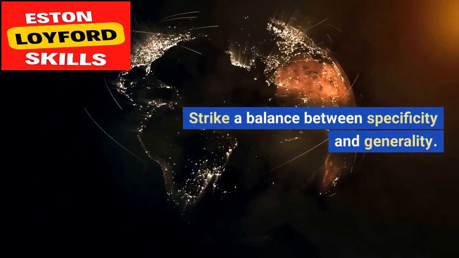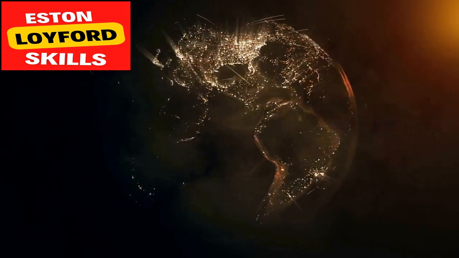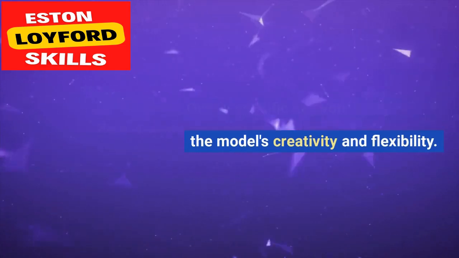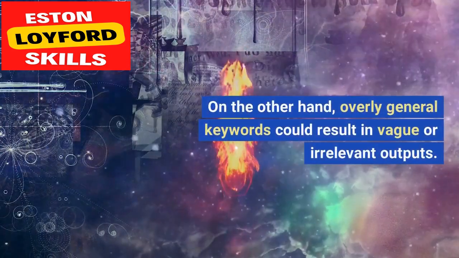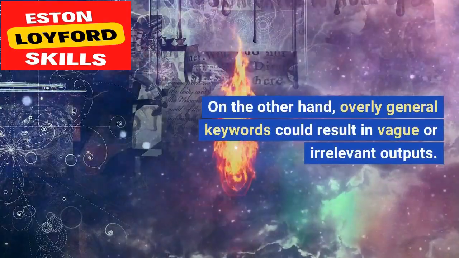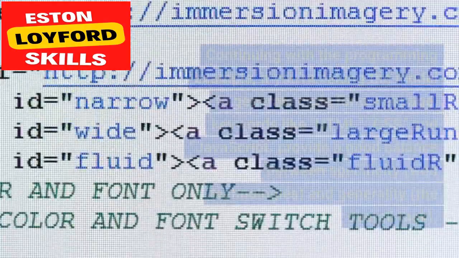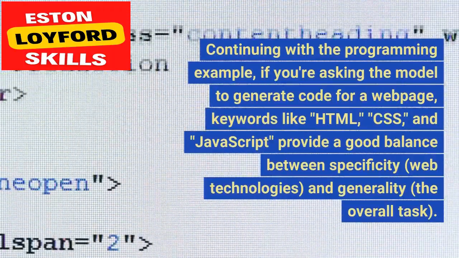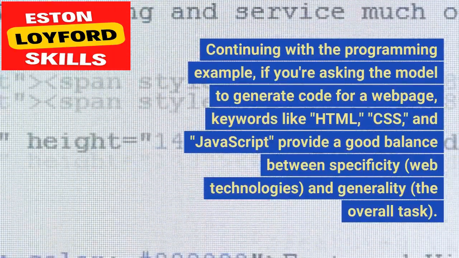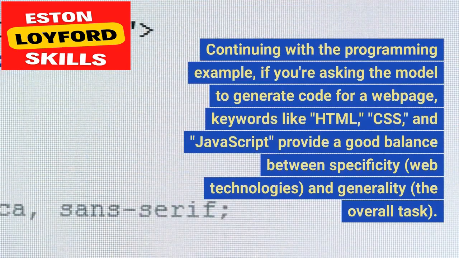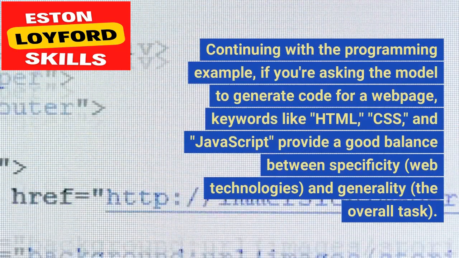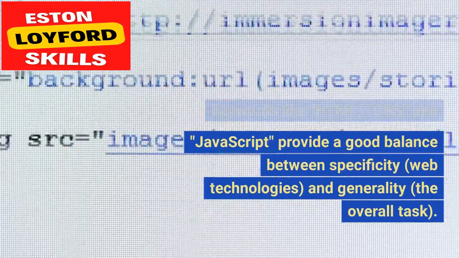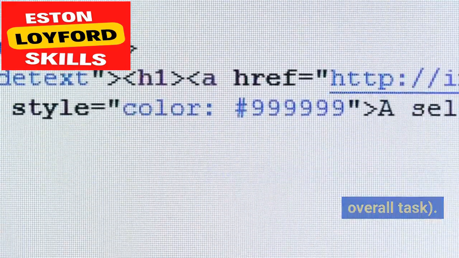Strike a balance between specificity and generality. Overly specific keywords might limit the model's creativity and flexibility. On the other hand, overly general keywords could result in vague or irrelevant outputs. Continuing with the programming example, if you're asking the model to generate code for a web page, keywords like HTML, CSS, and JavaScript provide a good balance between specificity, web technologies, and generality, the overall task.